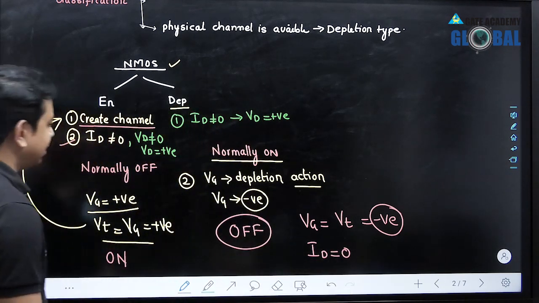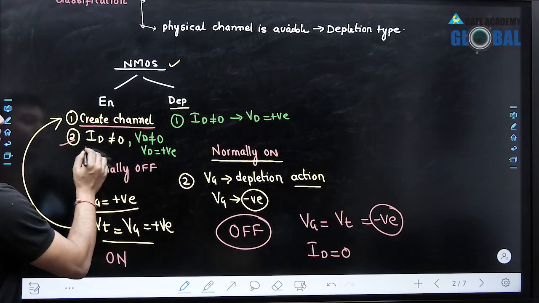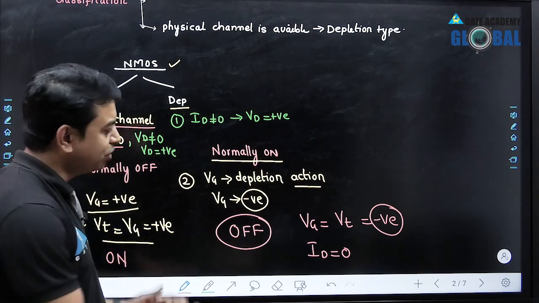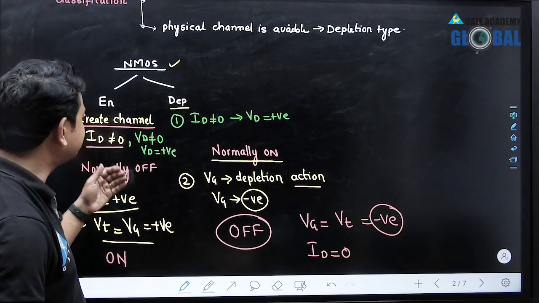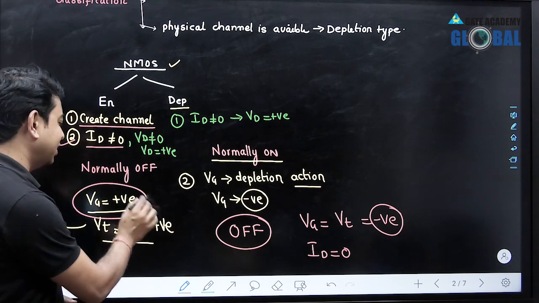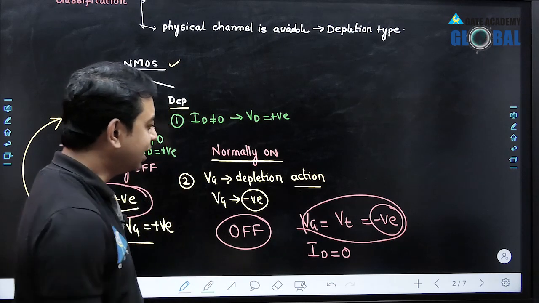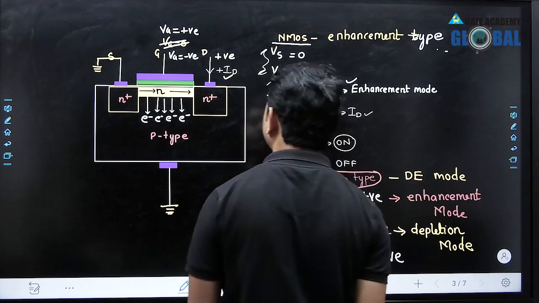So in this we want ID not equal to 0. In this we want ID equal to 0. If you observe these two things, the threshold voltage is positive here, and the threshold voltage is negative here. I must give you a demonstration of this one.